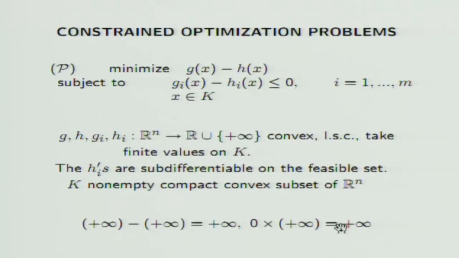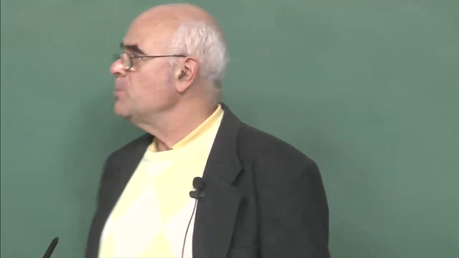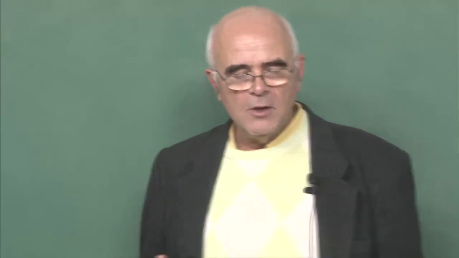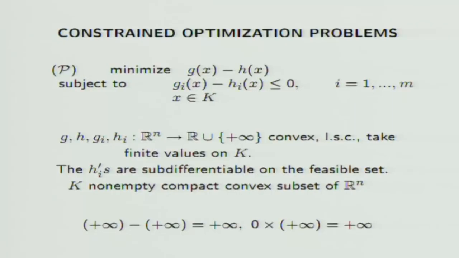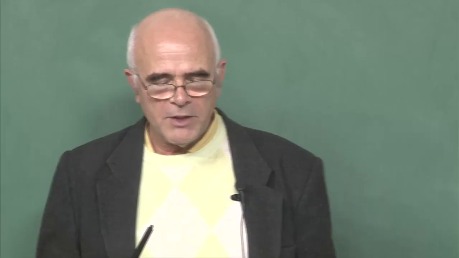Well, now let us consider duality for DC optimization problems with constraints. We're assuming here that both the objective function and the constraints are DC. But to avoid very technical discussion on constraint qualifications, I'm going to avoid them by considering an extra constraint, x belongs to K, in which K is a non-empty compact convex set. Thanks to it, we can avoid completely constraint qualifications.